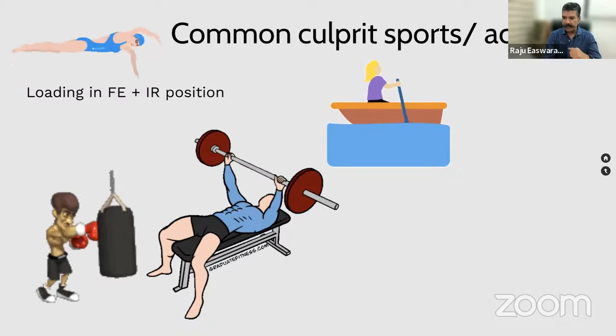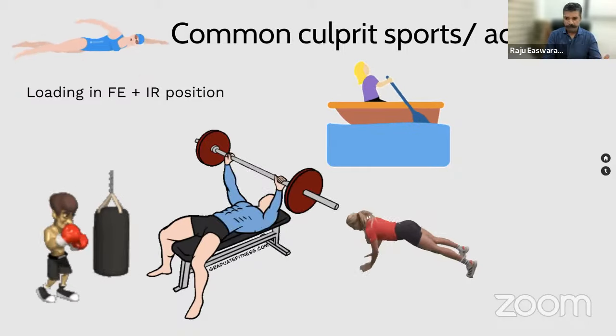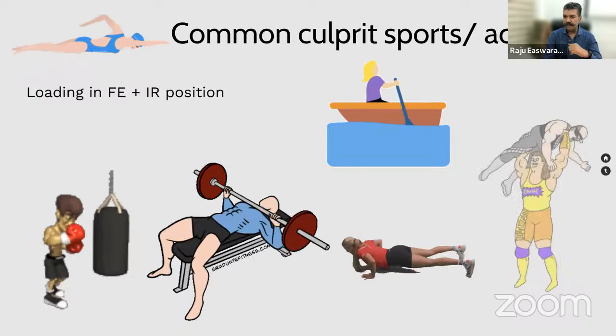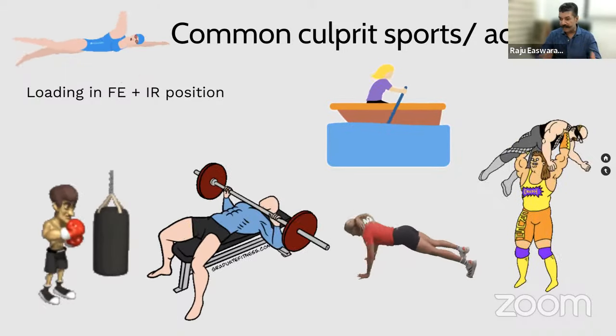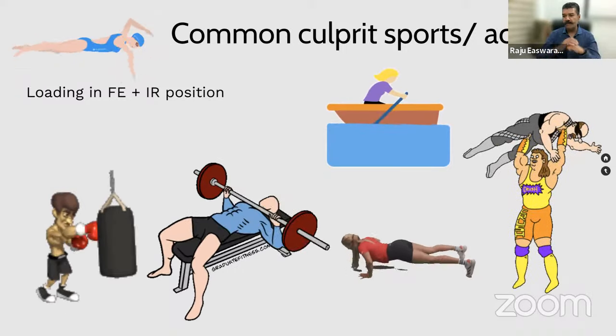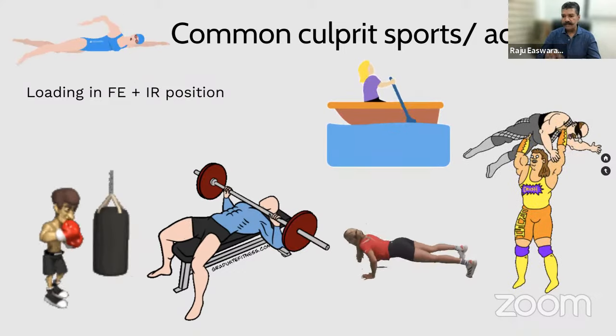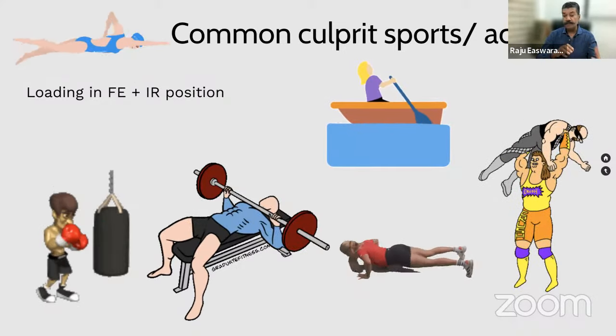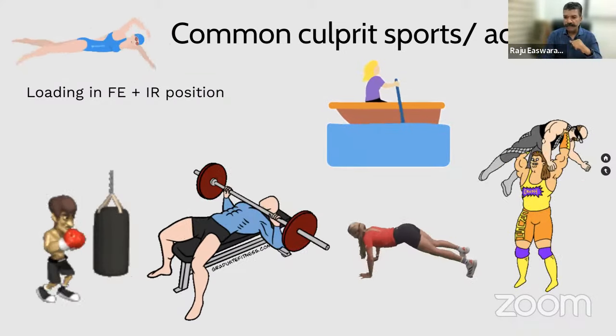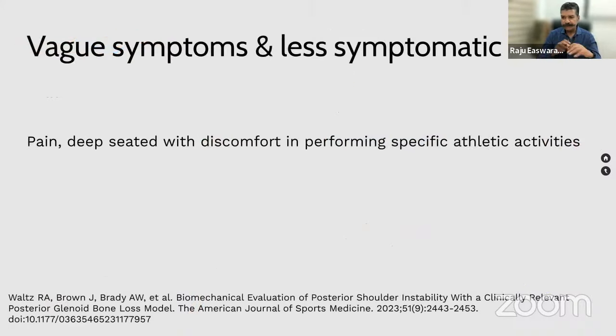A lot of water sports like rowing, and people who do a lot of push-ups, can land themselves with posterior shoulder instability. Wrestling is one sport which involves a lot of overhead lifting. These kinds of patient profiles are the common ones that you may find in your clinic complaining of shoulder pain. You should at least think of some problem on the posterior side.